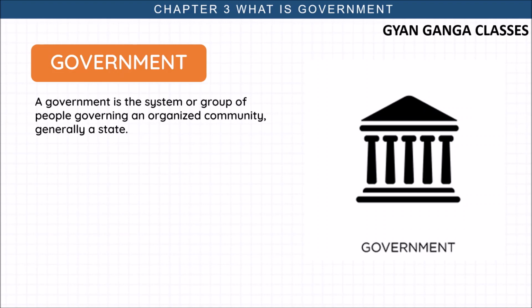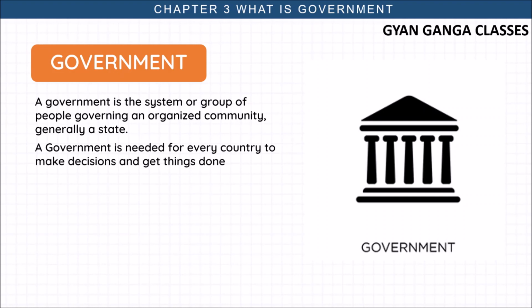So, what actually is government? It is a system or a group of people who govern an organized community, a state. It is a system, or we can say a group of people, who govern an organized community or state or country. That is a government. A government is needed for every country to make decisions and get things done.